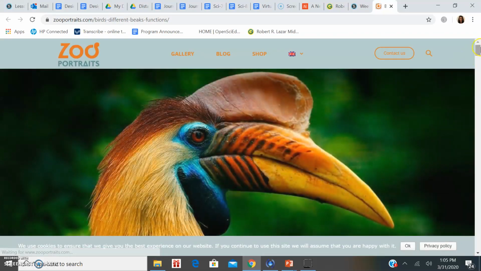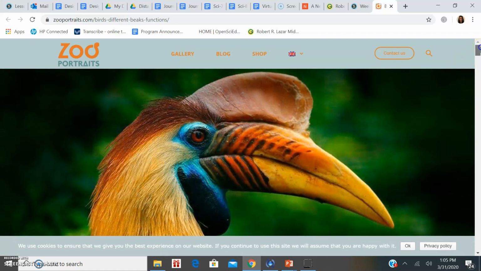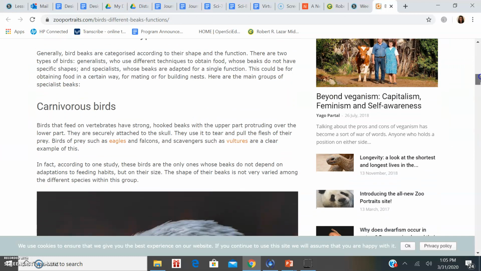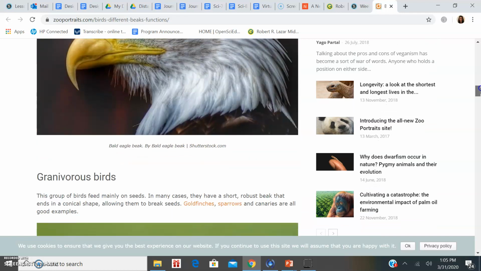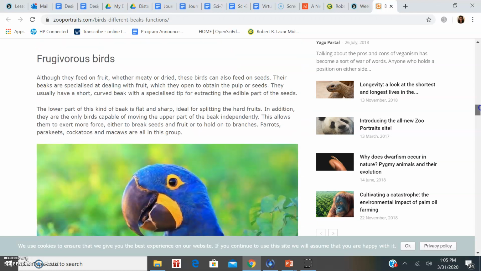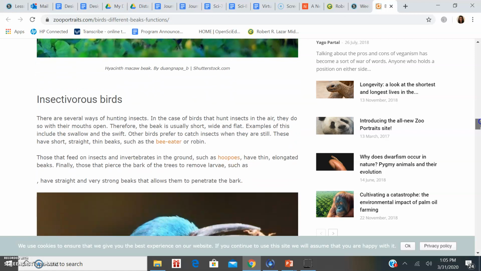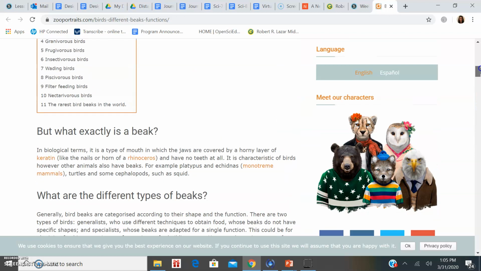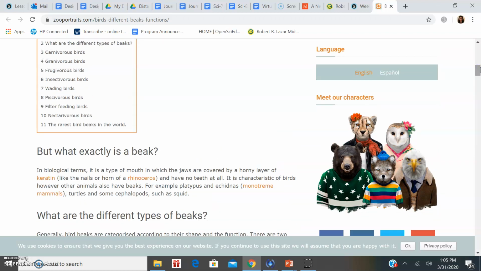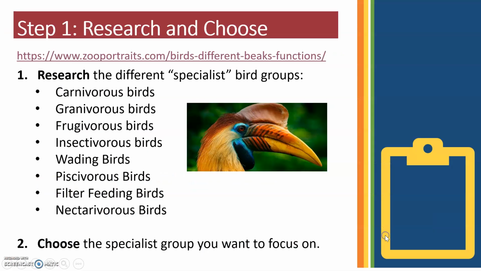Here, let's take a look. This website I have posted here is also posted on your journal slip, and it gives you a lot of information on the different groups of specialists. I want you to go to this site and look at the different specialist groups. Here you can see carnivorous birds and other groupings of birds. Insectivorous birds, wading birds. There are tons of specialist groups. Take some time and look at the different groups. After you're done scanning them, choose one that interests you.